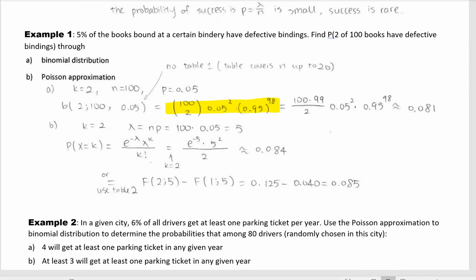Okay, if we want to use Poisson distribution to approximate it, we have to figure out lambda. For binomial distribution, the parameters are n and p. For Poisson distribution, the parameter is lambda, and lambda equals n times p. So we first figure out lambda, and then there are 2 ways to calculate the Poisson distribution. We can use the PMF, which is this formula, or we can use CDF, which is table 2, and I suggest you use CDF to calculate. Okay?